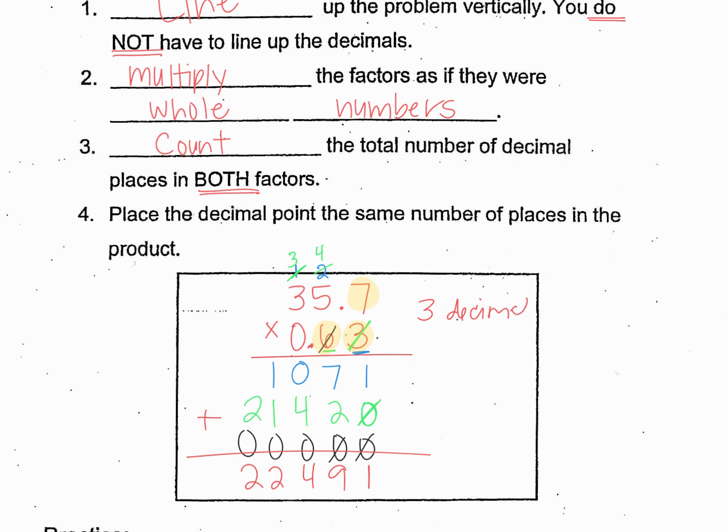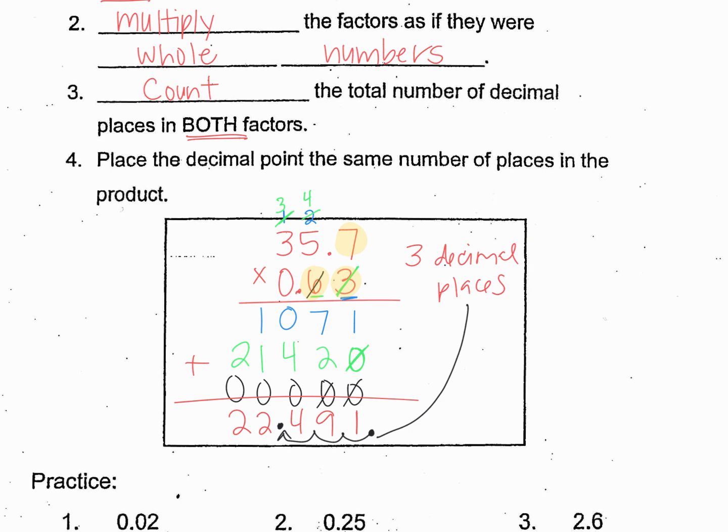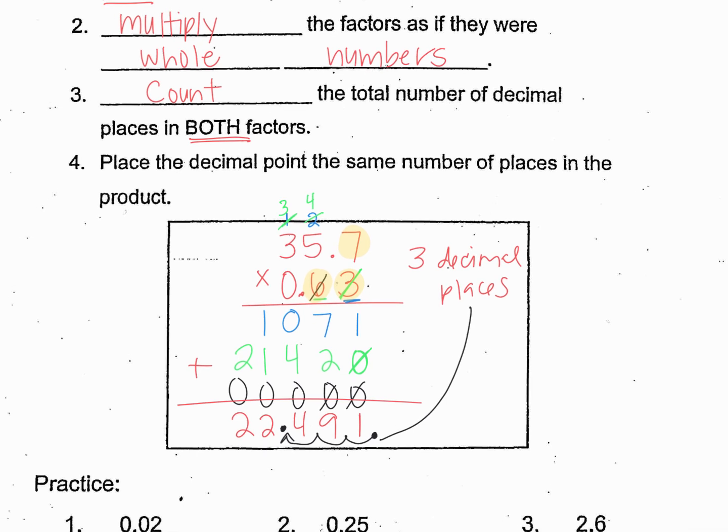I have 3 decimal places. So what I'm going to do is take this information and start at the end of my number. My decimal always starts at the end of a number. And I'm going to move it 1, 2, 3 places in my product. So my final answer is going to be 22.491 thousandths.